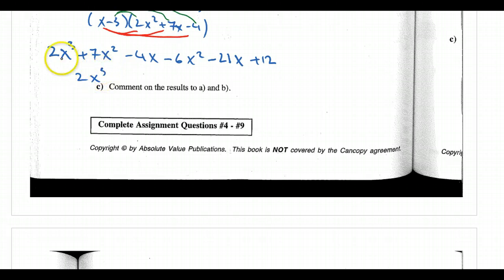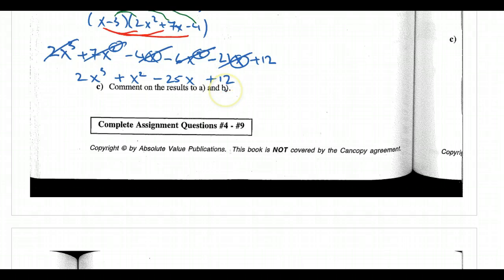Do your like terms. I have squareds here and squareds here, so that would be 7 minus 6, so plus x squared. Those are gone. I have x's and x's, so minus 4 minus 21, minus 25x, and finally the constant just hangs out here.